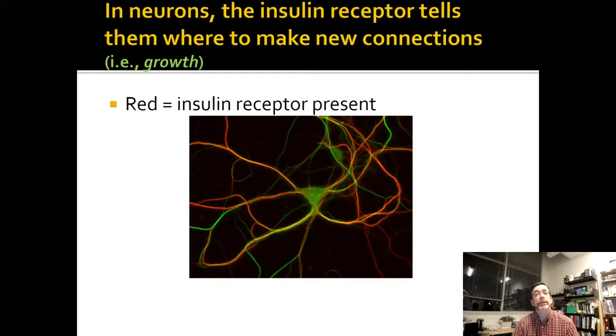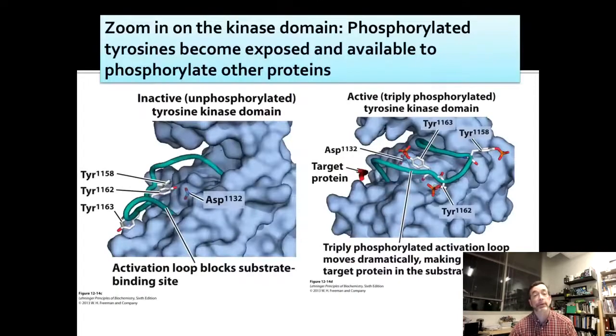Like in neurons, for example, there are insulin receptors. Sugar is very important to neurons, and the insulin receptor tells neurons to also grow and make new connections. For example, you can see the insulin receptor is present especially on the dendrites, where it's branching out. You see a lot of red insulin receptor on these neurons.